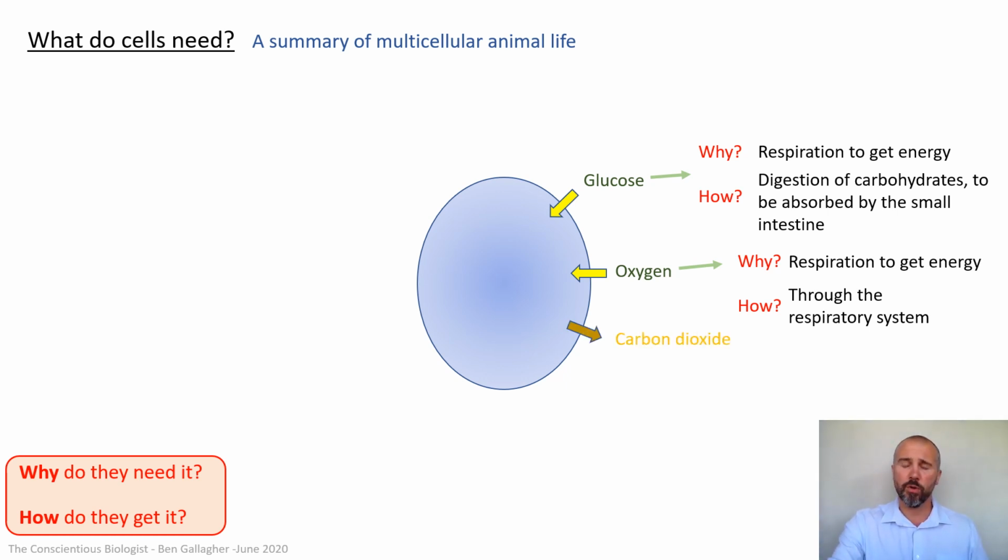Let's look at another one here. Oh, sorry, just for completeness, I'll put on carbon dioxide there. It's moving out. We're talking about what the cells need, but just for completeness, let's have carbon dioxide on there because it's given off as the waste product of respiration. Let's put the next one on there.